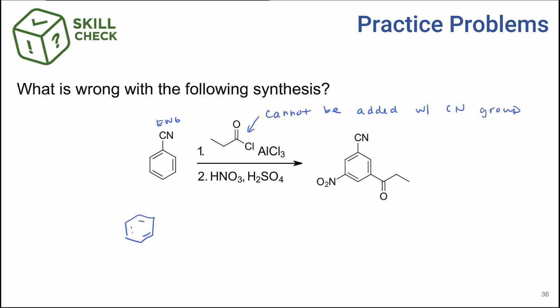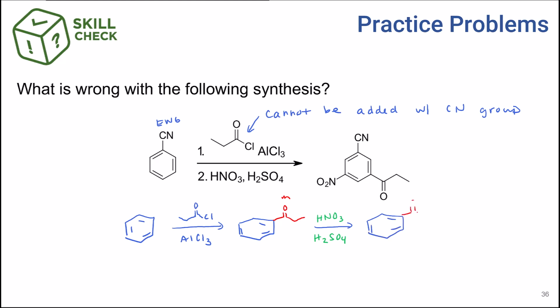If you wanted to do this synthesis, we want to start with the Friedel-Crafts. This is a meta director, which works out because both of our groups are meta. And then here you could add the nitro group next. And then the CN would go on last, but we don't have a way to do that right now, so we'll just chalk that up to target molecule.